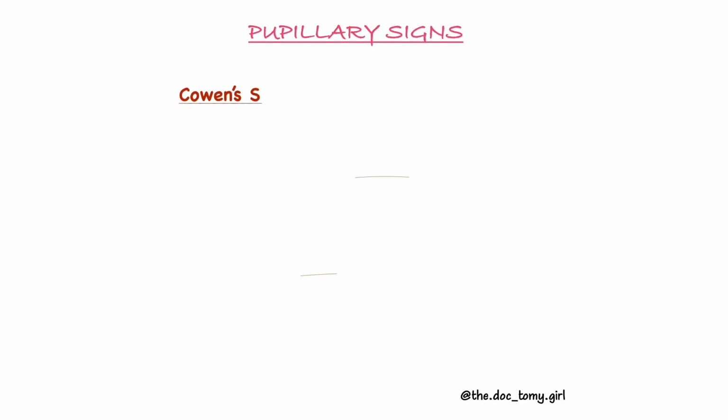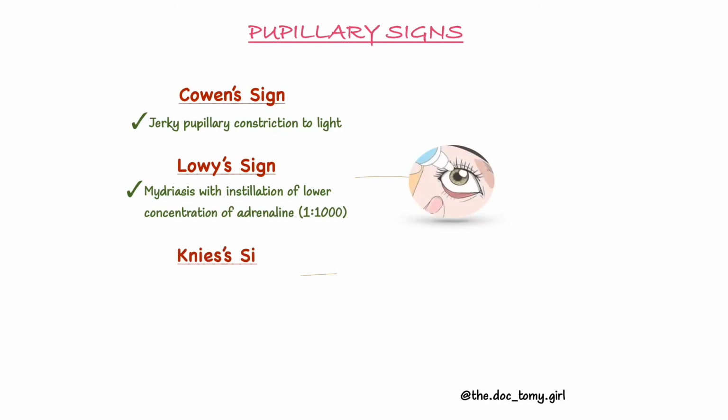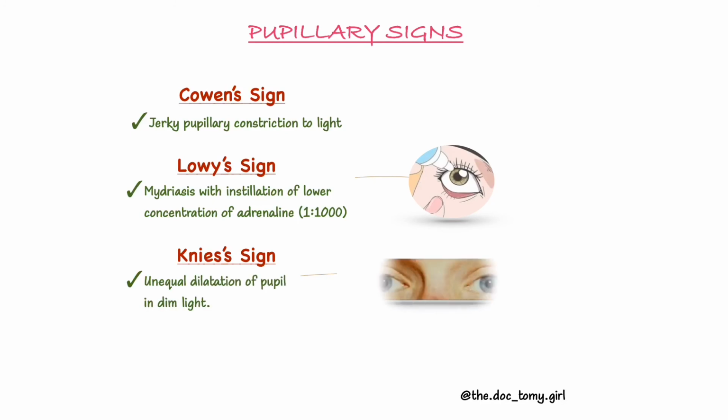Next on to the pupillary signs. These are the Cowen's sign, in which there is a jerky pupillary constriction to light. The Loeys sign, in which there is mydriasis, that is pupillary dilatation, with instillation of lower concentration of adrenaline. In the Knies sign, there is an unequal dilatation of pupil in dim light.